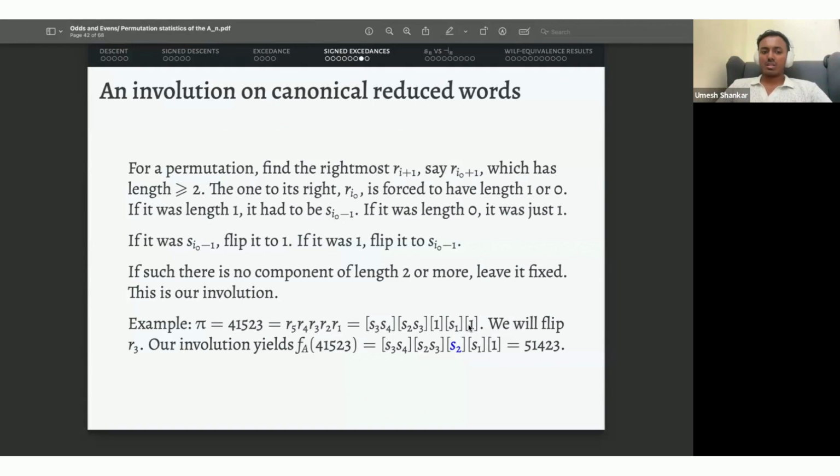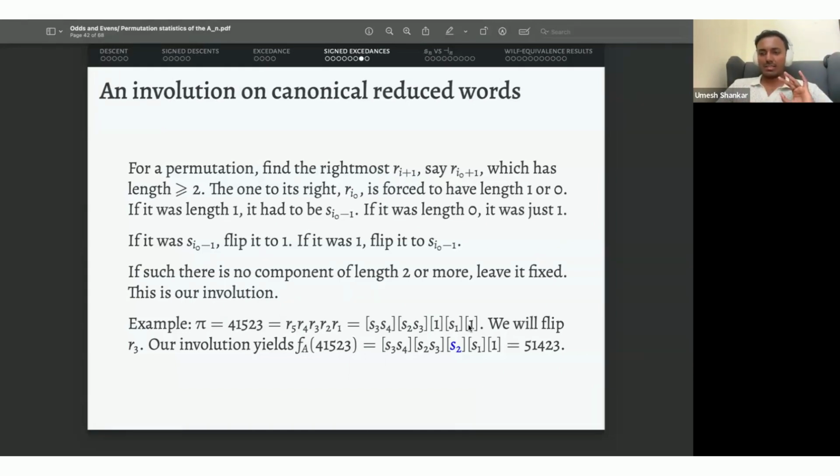This is our involution. In our example, where we took the permutation to be 4, 1, 5, 2, 3, the canonical reduced word decomposition was S2 S3, S3 S4, S2 S3, 1, S1, 1. So here S2 S3 is the rightmost one with length greater than or equal to 2. You look at the one to its right, which is 1 here, which is R3. So we flip what is there in R: from 1 we make it S2. This gives us a new permutation, 5, 1, 4, 2, 3, which is the image under the involution. And this gets the job done.